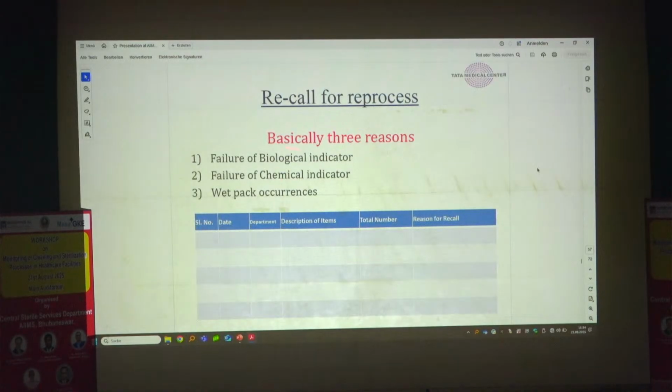Recall, basically recall is of three types: expiry, label missing, and the tearing of the packaging materials. These are not a proper recall. The proper recall is the failure of biological indicator, failure of chemical indicator, and wet pack occurrences. And we are maintaining the file for recall.